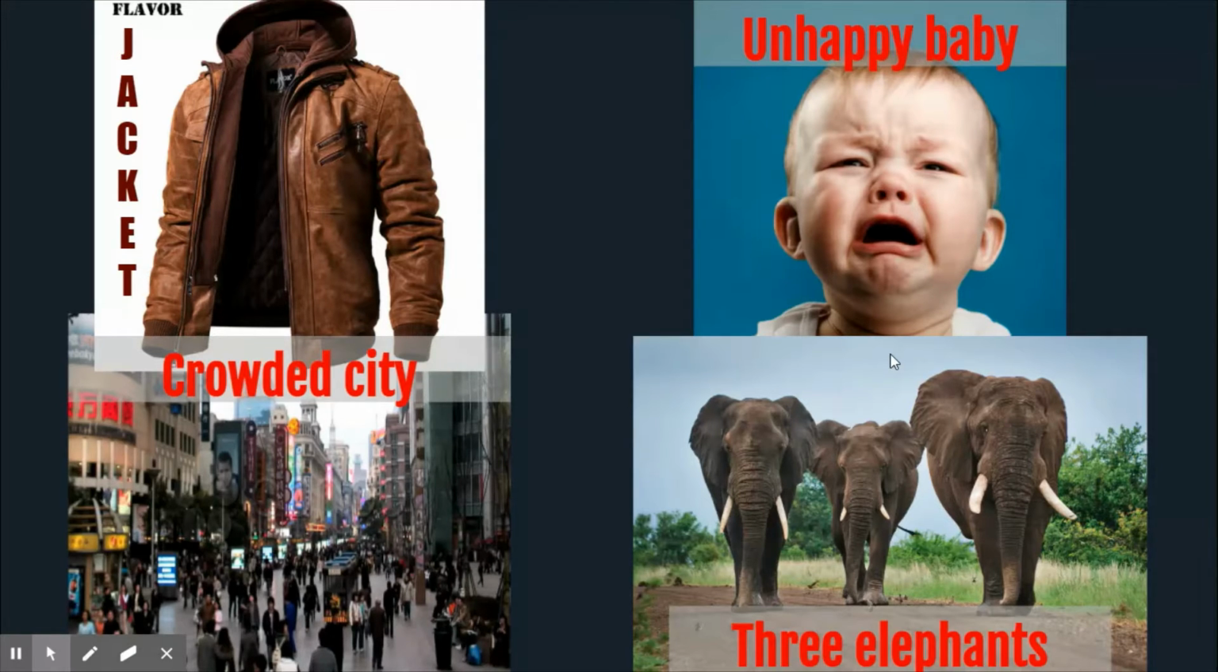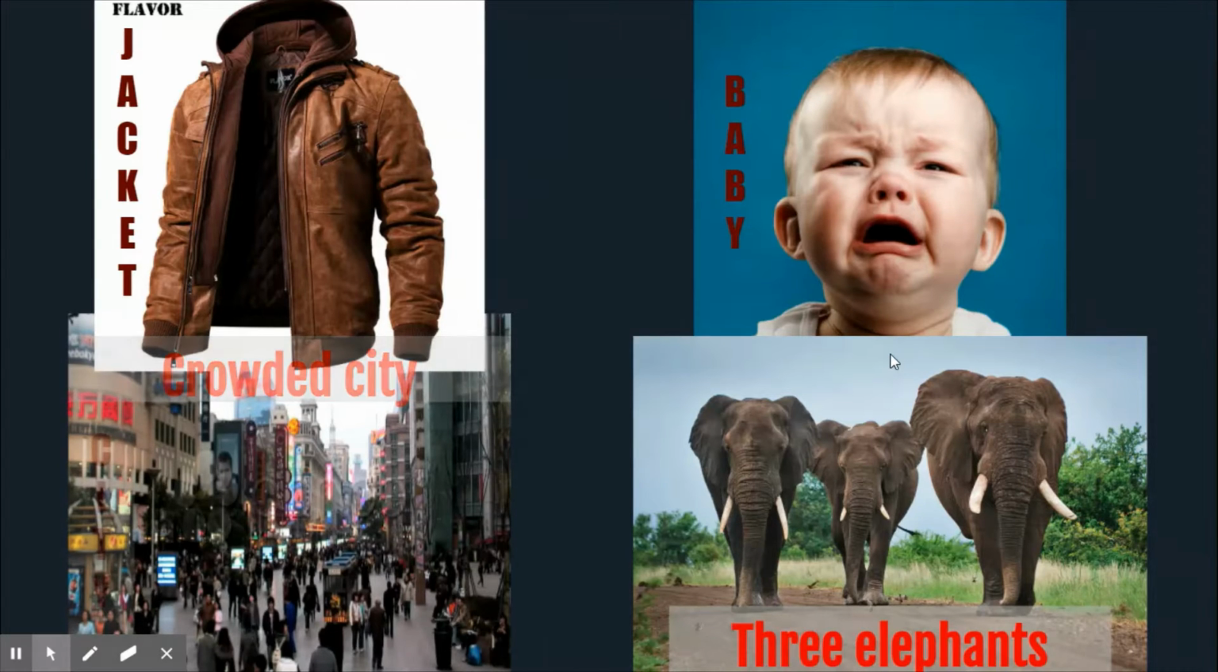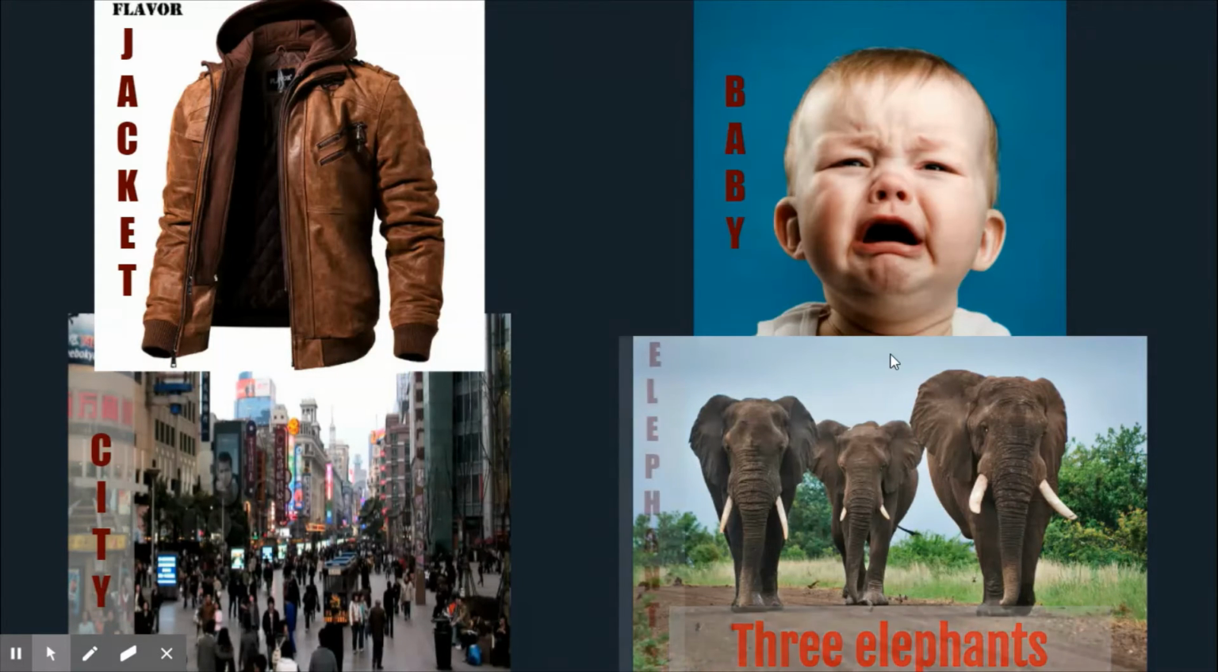How about the second picture? Yes, baby is a person, it is a noun. How about the next one? City, yes, it is a place, it's a noun. And on the last one, we have elephants. They are animals, right? So it's also a noun. Animals are actually bunched together with things, but that is okay.